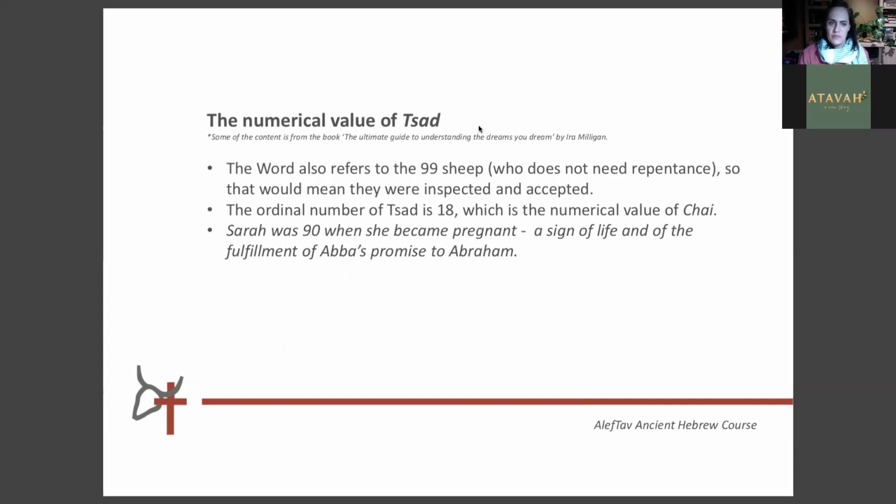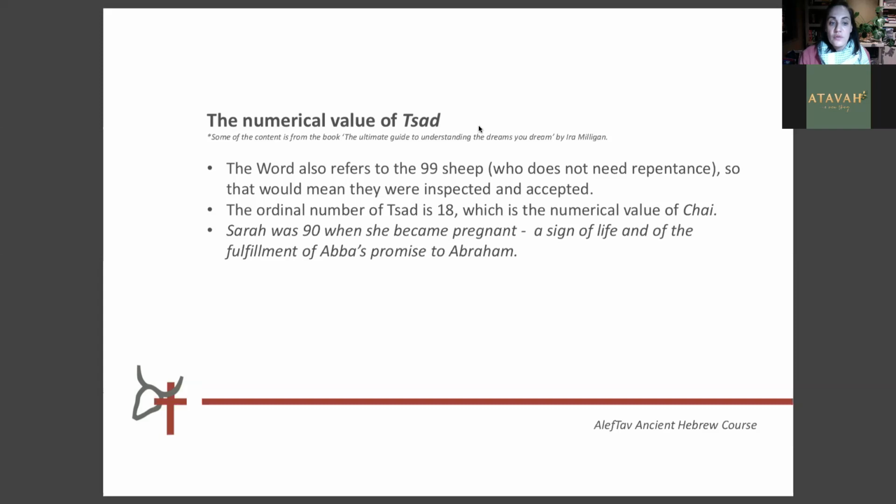Then another good example that we find in the word is of the 99 sheep, where Yeshua says, isn't it worth going after one sheep that is lost? What good does it do to go after the 99 that do not need rescuing? If they do not need rescuing, it means that there's no need at that moment for repentance. So it means that they've already been inspected and accepted, and they're already in the fold. And then there's only a need to go after the one who is still lost.